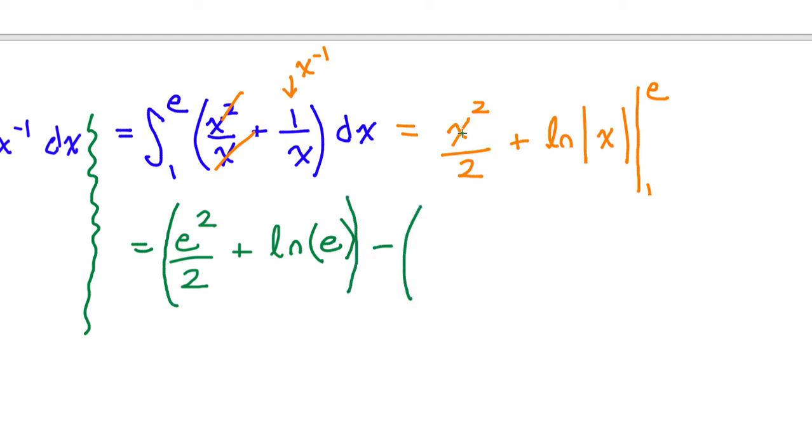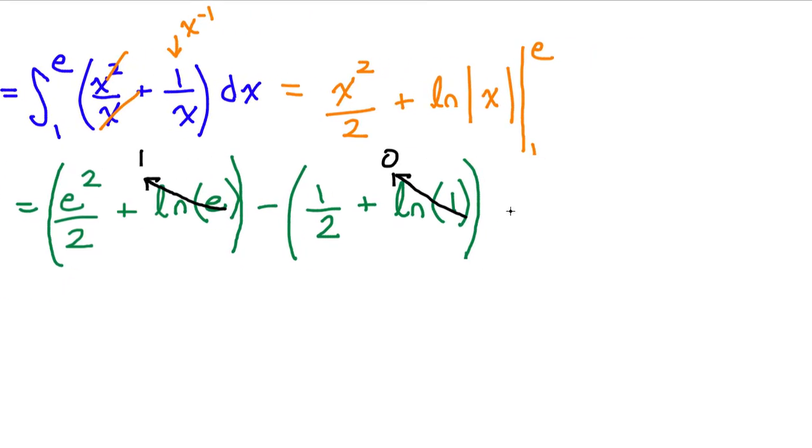So if I plug in 1 to this equation, I have 1 squared over 2, which is just 1/2, plus the natural log of 1. Again, I'm dropping the absolute value because the absolute value of 1 is just 1. So kind of important thing to know, the natural log of 1, that's just 0. It's one of those definitions that you need to know. And the natural log of e, that is equal to 1.